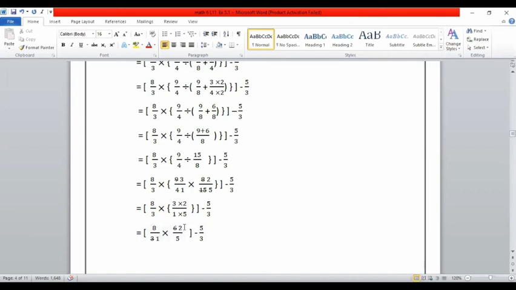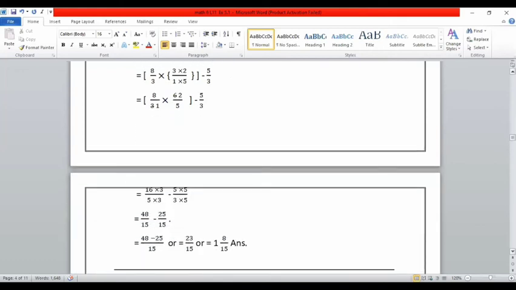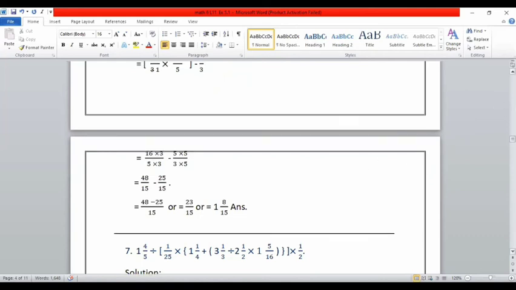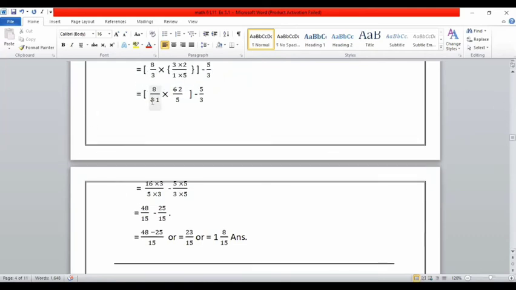I will multiply 8 by 2. 8 times 2 will become 16. 1 times 5 will become 5. So 16 over 5. And here is the 5. LCM of the 5 and 3. Here, please see, LCM of the 3 and 5. Here, first we have 3 and here 5.